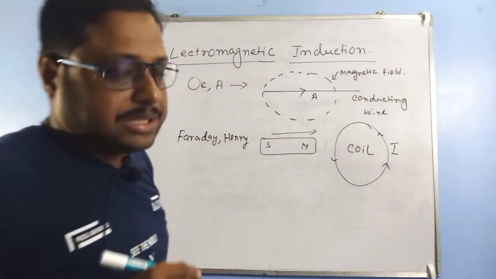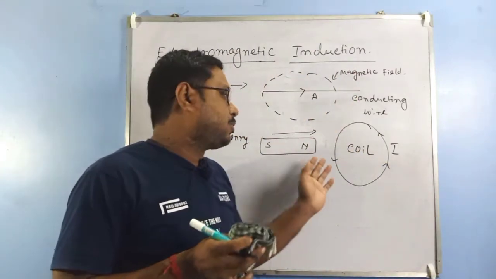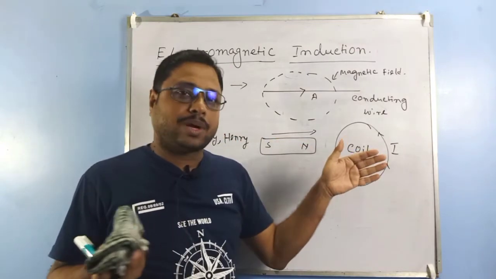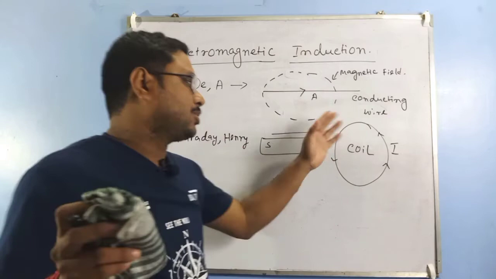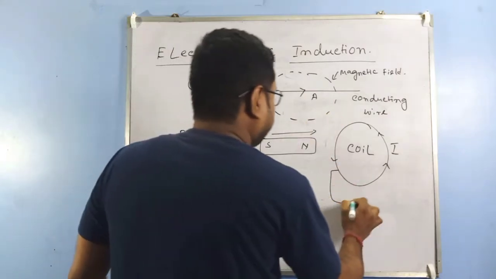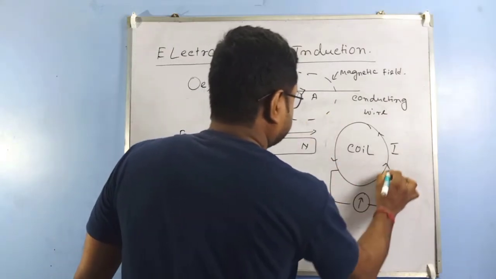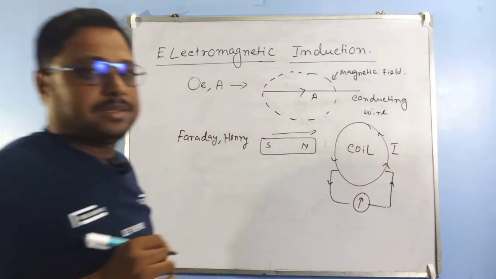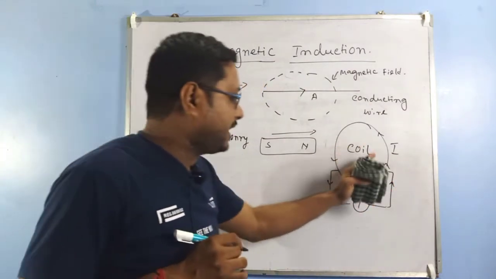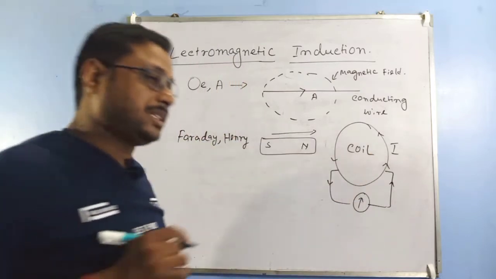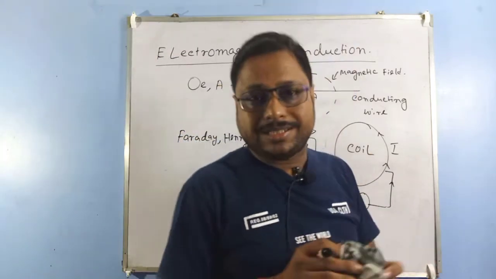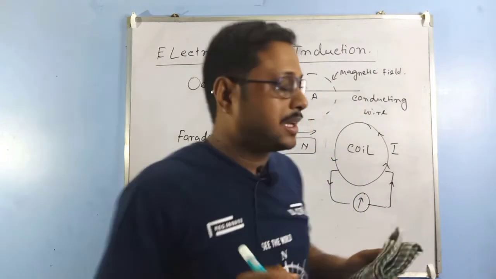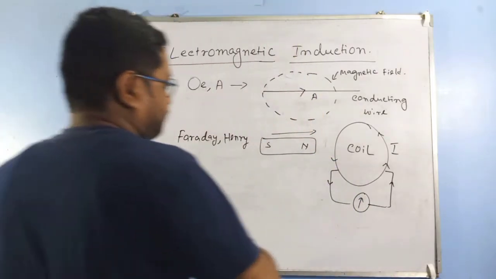Now the question arises: how is it possible? When a magnet moves through a closed coil, a current flows through the coil, and if we connect a galvanometer, it shows a deflection. Without touching the coil, a current passes through it. This is the surprise of electromagnetic induction. How can it occur?